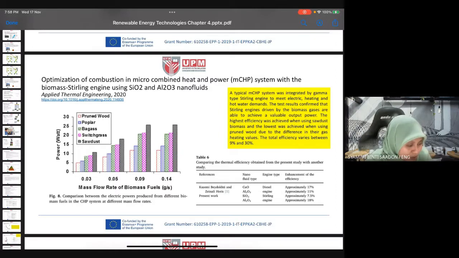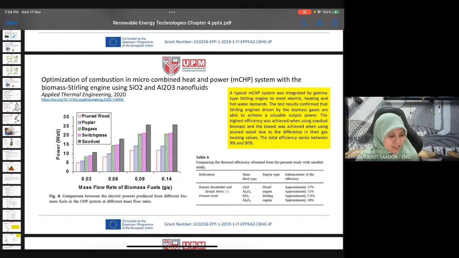Depending on the biomass fuels, the types of biomass fuel here are prunewood, poplar, bagasse, sawdust, etc. So we compare those biomass sources, the mass flow rate of these biomass fuels, and how much power they can produce using this micro MCHP, micro combined heat and power. A typical MCHP system is integrated by a gamma type steam engine to meet electric, heating and hot water demands. So there is a possibility to apply this in a small scale application.